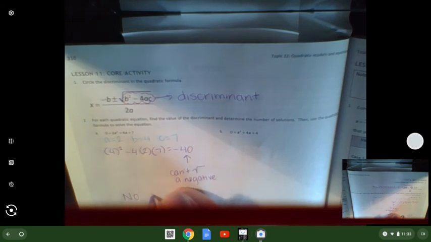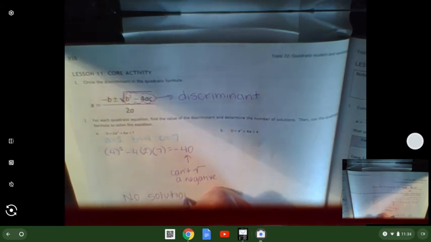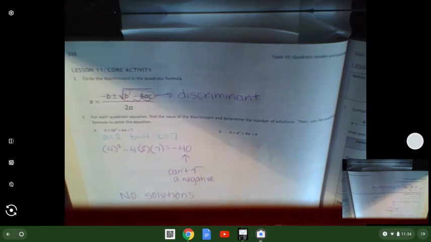So flipping back to page 310, if I have a negative discriminant, I am going to make the conclusion I have no solutions because I cannot square root a negative. So let's try the second one. This one, not even worth finishing because again, I can't square root a negative. I know I'm going to get no answers.